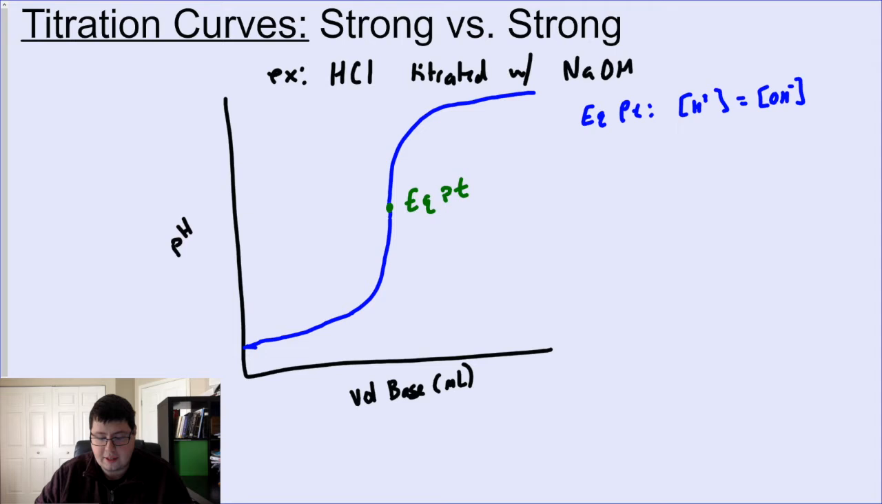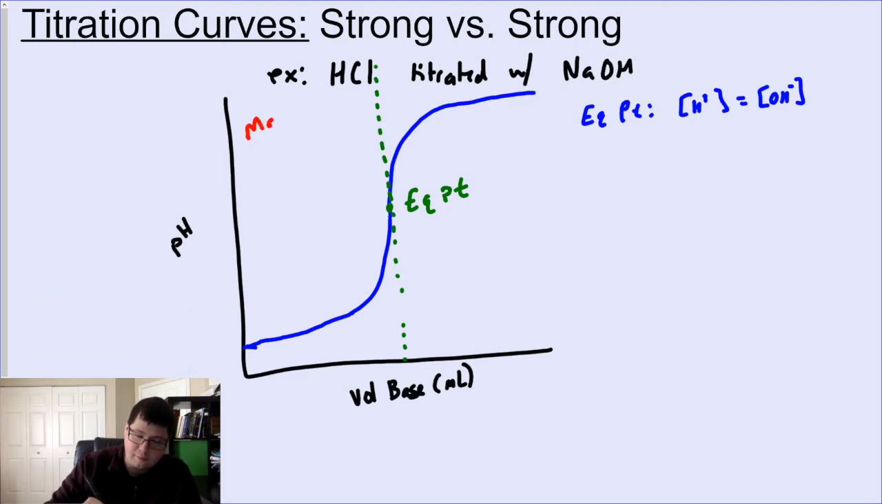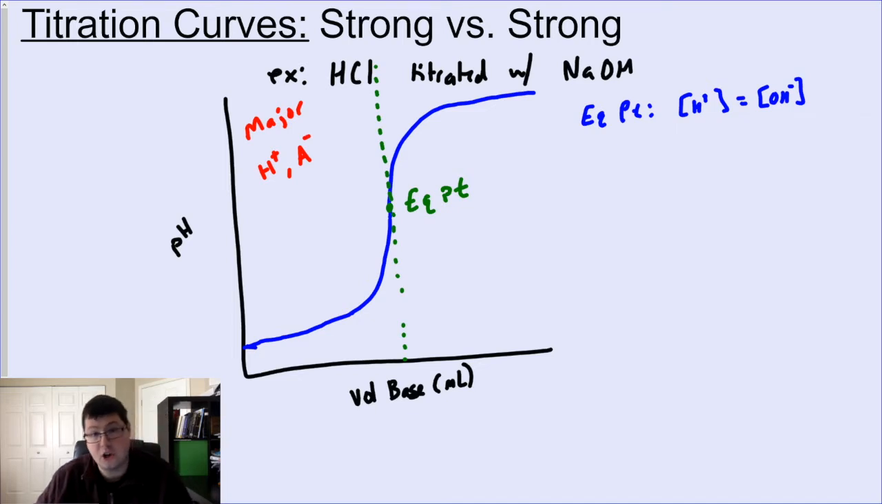Now, what we want to see here is that to the left of my equivalence point, my major species in solution are going to be both H+ and A-, in this case Cl-, the conjugate base of my strong acid here, because that strong acid is going to completely dissociate. So I'm always going to see both of these species in solution to the left of my equivalence point. They're going to make up the majority of my solution there.